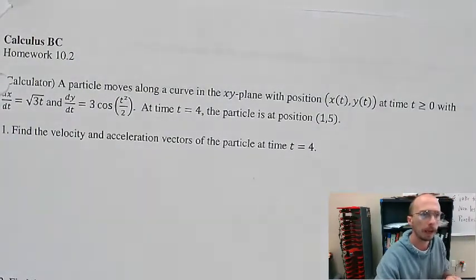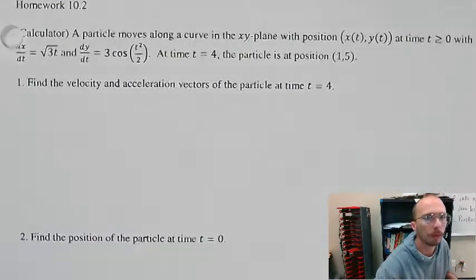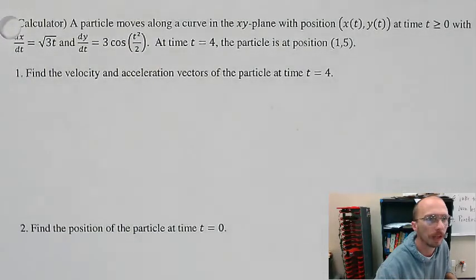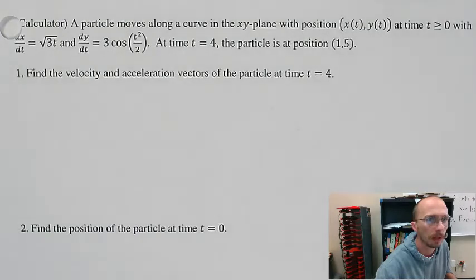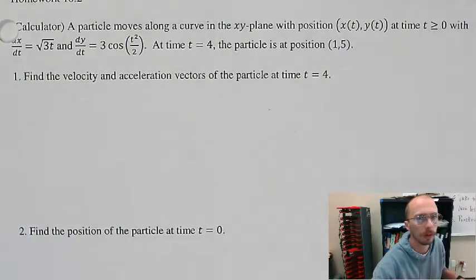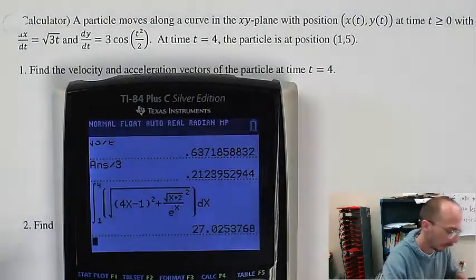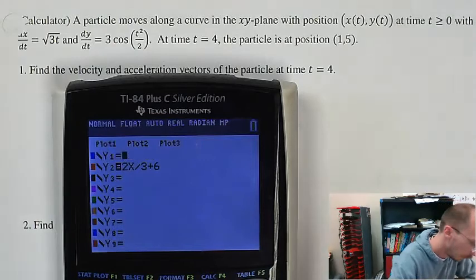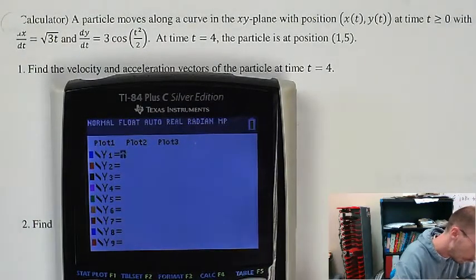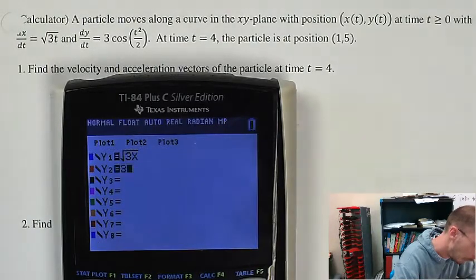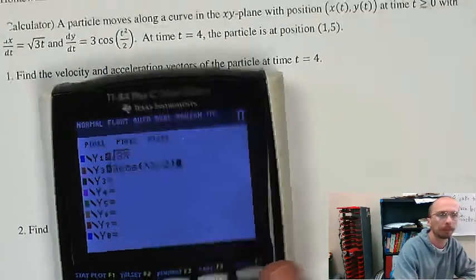A particle moves along a curve in the xy plane with position x of t and y of t at time t greater than or equal to 0, with dx/dt is that and dy/dt is this. I think we're going to be plugging dx/dt and dy/dt into y1 and y2. So I'm going to plug that in there: square root of 3t and 3 cosine of t squared divided by 2. Yeah, that'll work.